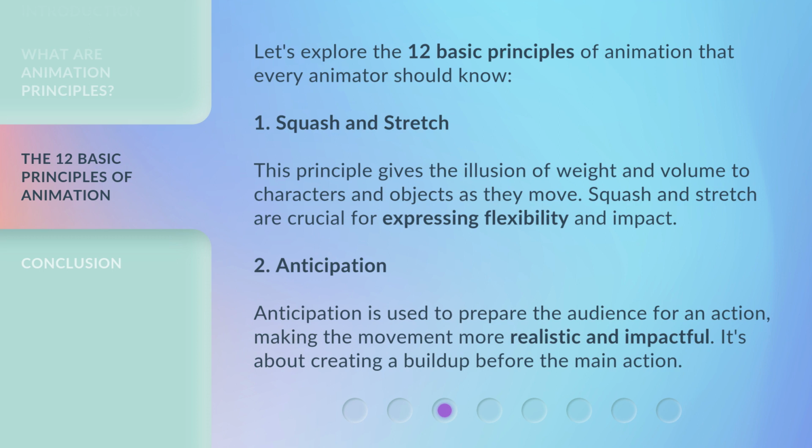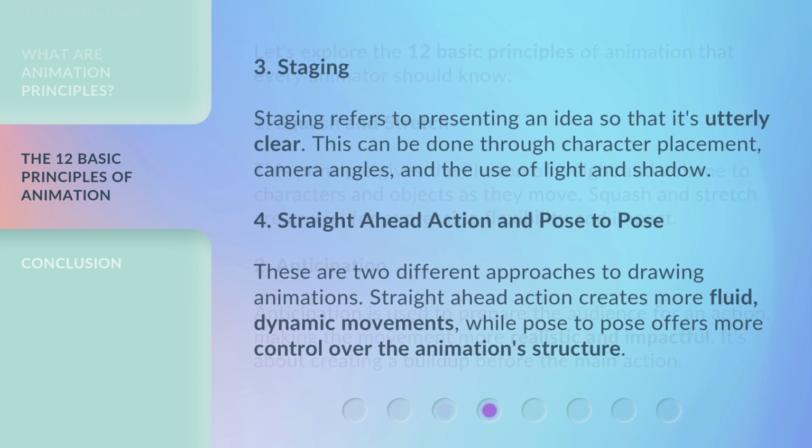2. Anticipation. Anticipation is used to prepare the audience for an action, making the movement more realistic and impactful. It's about creating a build-up before the main action. 3. Staging. Staging refers to presenting an idea so that it's utterly clear. This can be done through character placement, camera angles, and the use of light and shadow.